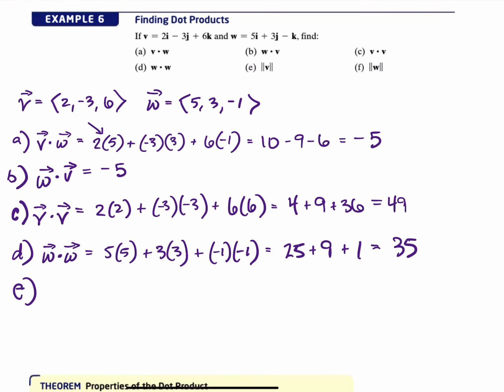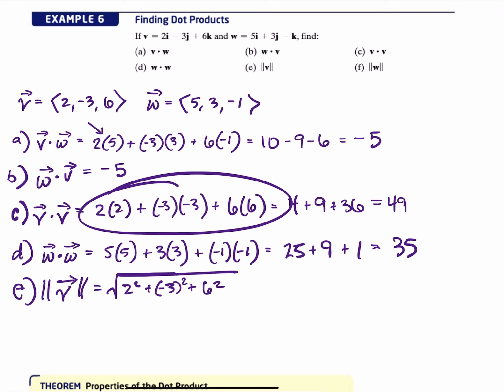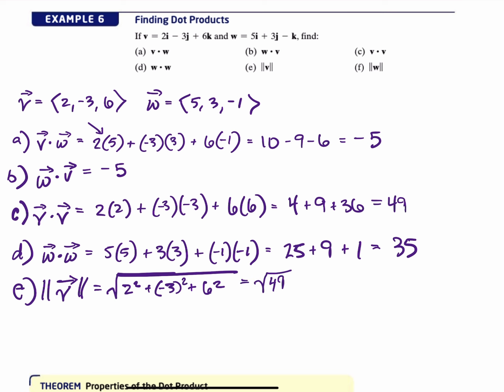Part E asks for the magnitude of v. Well, that should just be the square root of the dot product, because that would be the square root of 2 squared plus negative 3 squared plus 6 squared. Notice that was our same operation here. So we'll get the square root of 49, which is 7.